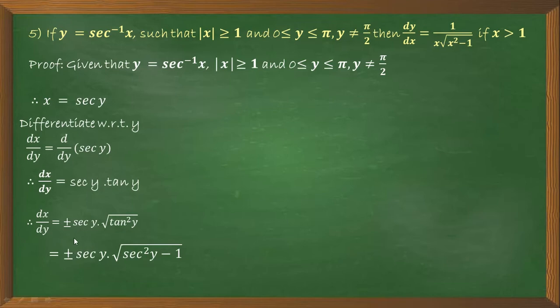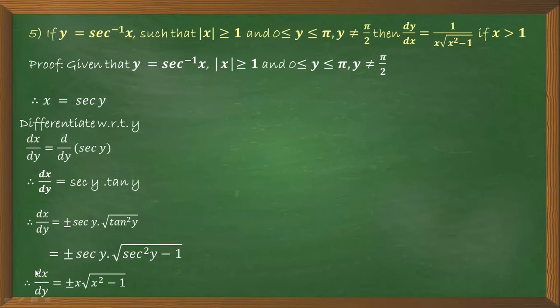Because we know that plus or minus sec y tan y can be written as under root sec square y minus 1, because we know the value that is sec y as x. So further adjustment is possible here. That's why we have converted into this form. Okay. So we get dx by dy is equal to plus or minus sec y, as sec y is replaced by x, and here we get x square minus 1.